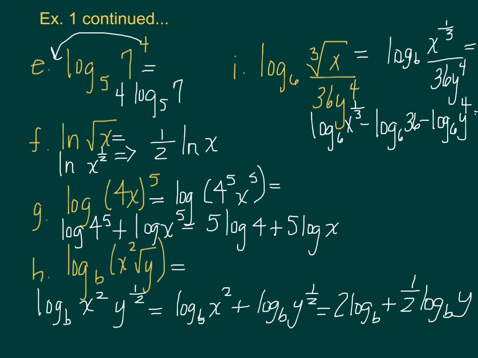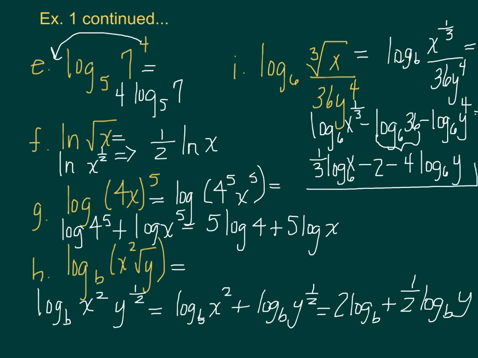Now I'm going to use the power property, but notice right here, this means 6 to the what power is 36, so that is 2. So when I write my final answer, it's going to be 1/3 log base 6 x minus 2 minus 4 log base 6 y. Oh, I forgot my x. Don't forget your x, and that's the final simplified answer for I.